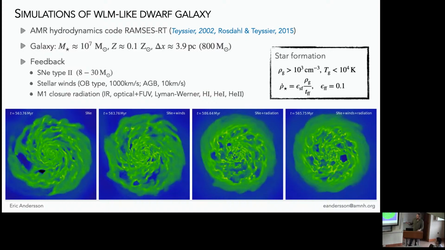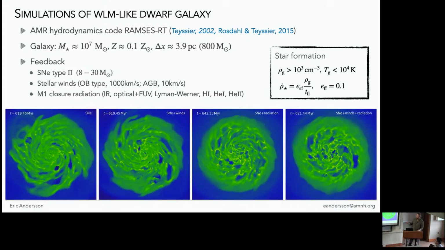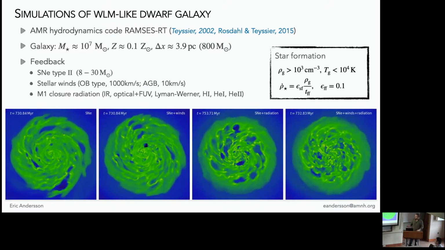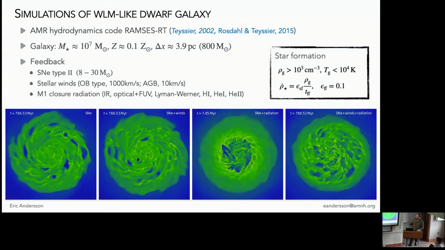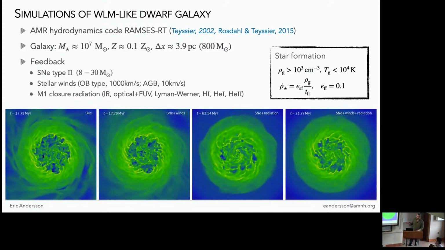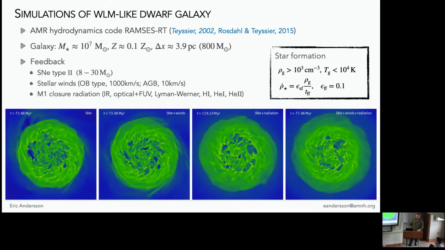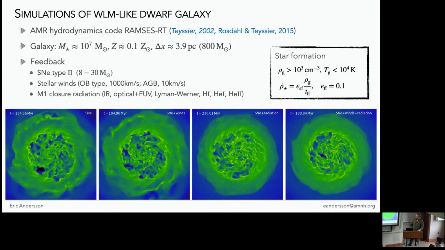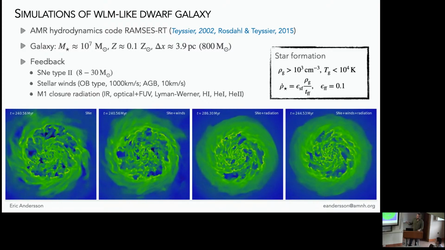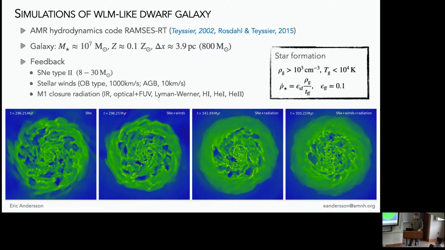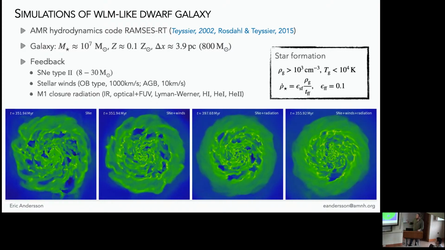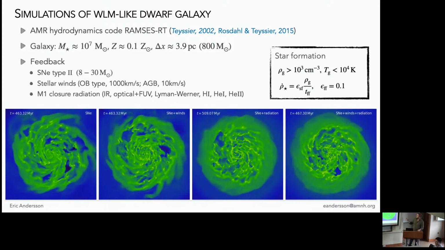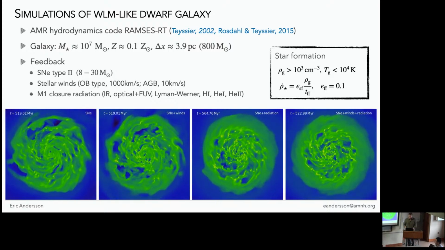I also have stellar winds, and these are fast winds for massive stars, so OB-type stars, and slow winds for stars that are on the asymptotic giant branch. And then I also included a radiation model. If you're interested in the numerical details, this is an M1 closure relation. I don't have time to go into detail, but we cover these different spectral bands here. Another important thing that is the same for all the simulations is how star formation proceeds, and I just assume a Schmidt-like recipe.